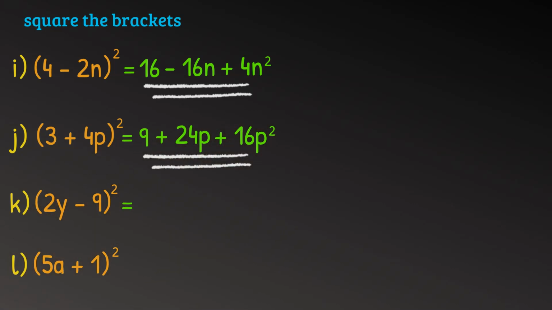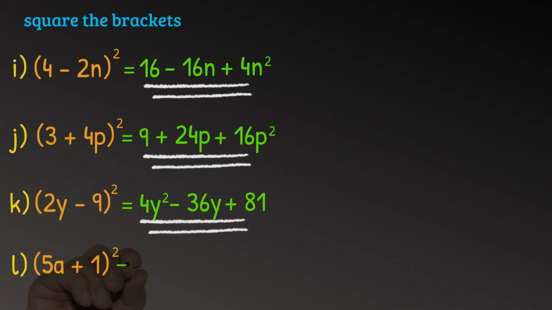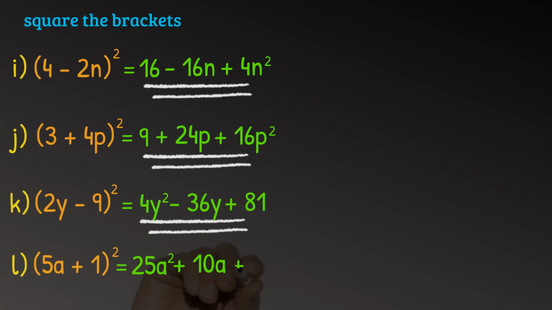In K, 2y times by 2y is 4y squared. Then 2y times by minus 9 is minus 18y, but we have 2 lots of these, so that's minus 36y. Then minus 9 times by minus 9 is plus 81. And finally, in L, we have 5a times by 5a, which gives us 25a squared. And 5a times by 1 is just 5a, but with 2 lots of them, that gives us plus 10a. And 1 times 1 is just 1.